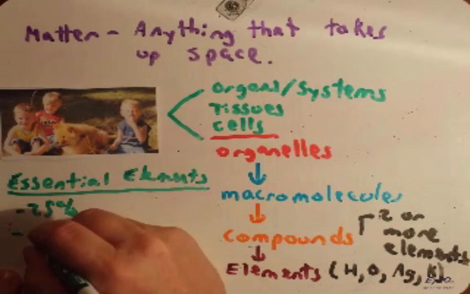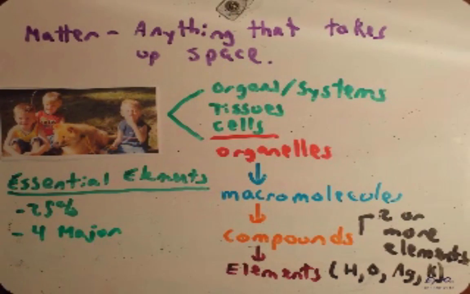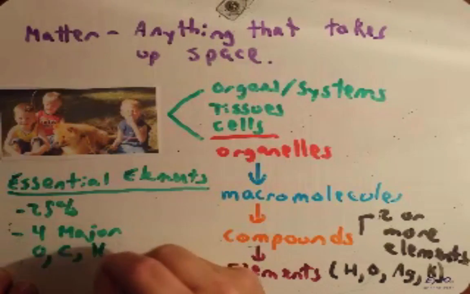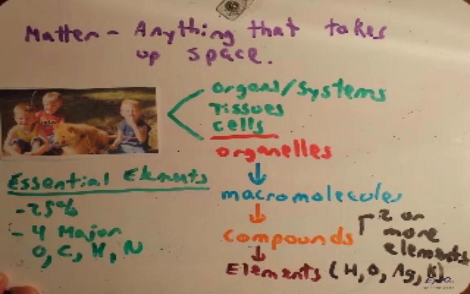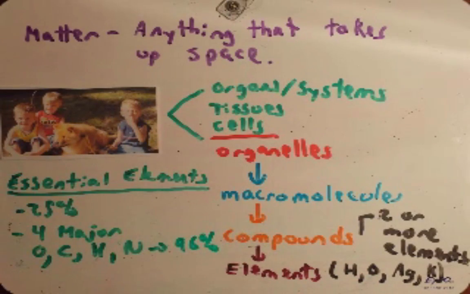So I'm going to talk about the 4 major essential elements, the ones that make up the largest amount of the essential elements. Doesn't necessarily mean they're more important. It just means that of these 25% essential elements, these 4 are the major ones. They are oxygen, carbon, hydrogen, and nitrogen. You need to know these four, and you need to know that together they make up about 96% of all the elements in our body. You don't need to remember the individual components of each of these.